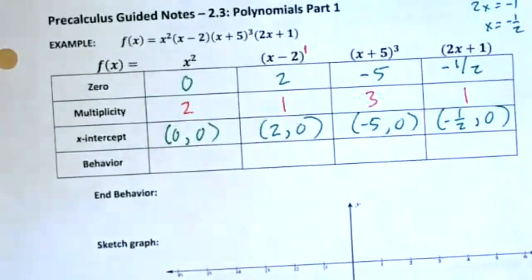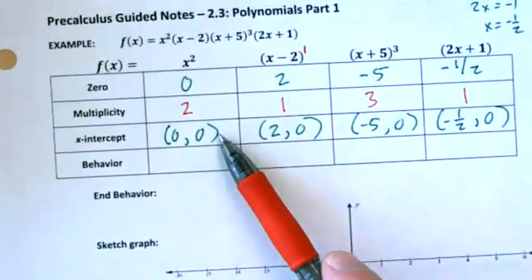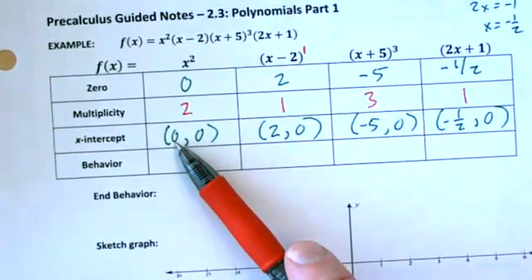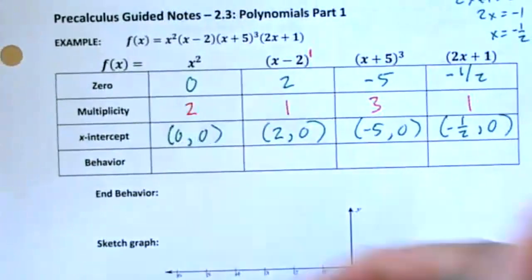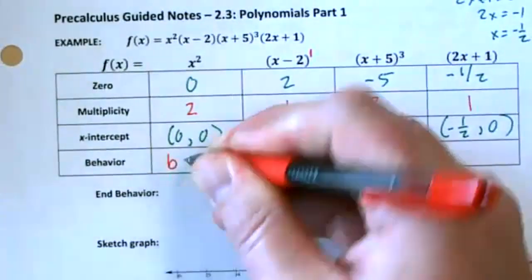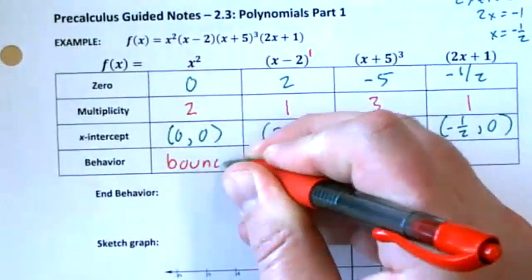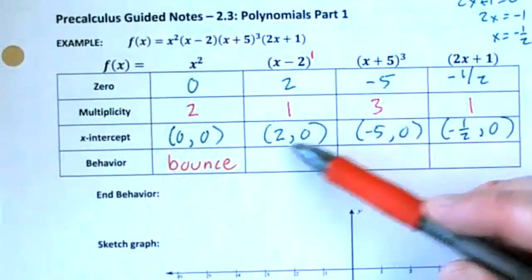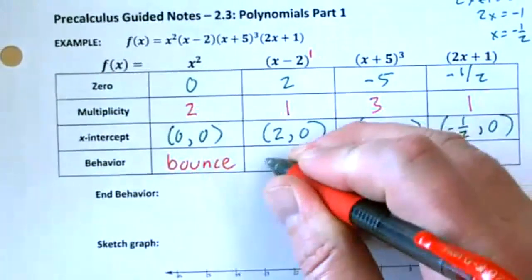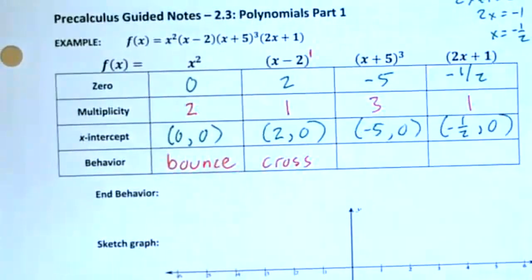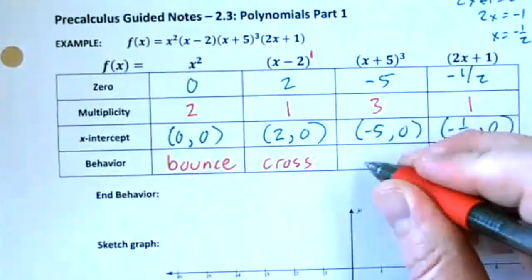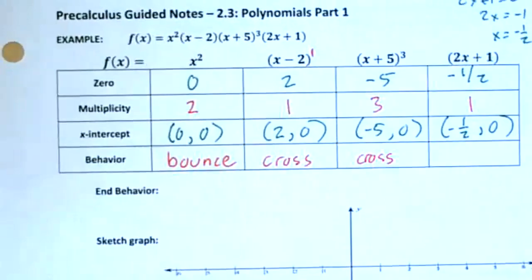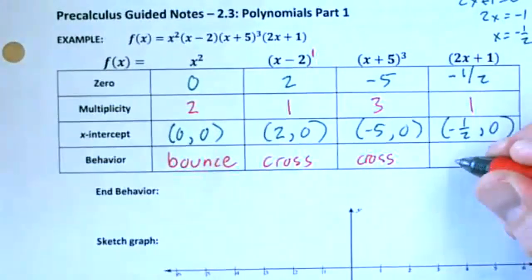So when we draw our graph in a minute, when we go across this x-intercept, are we going to cross or bounce? We're going to bounce. We have an even multiplicity, so we're expecting to see our graph bounce off of the x-axis here. This is an odd multiplicity, so at (2, 0), we expect to see our graph cross the x-axis. Same thing at (-5, 0), because that's also an odd multiplicity. And also at (-1/2, 0).